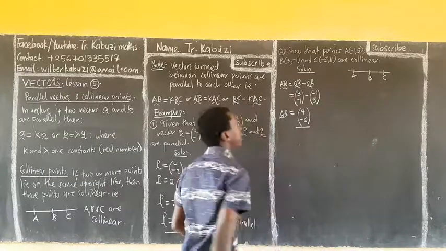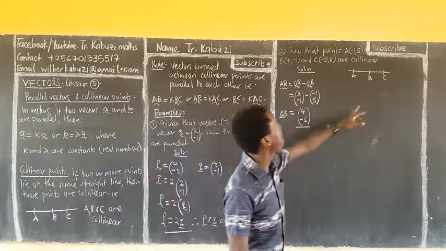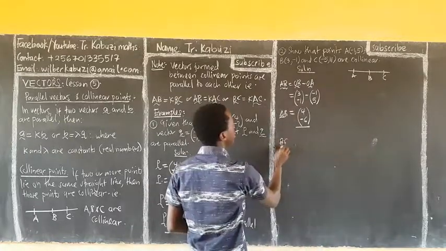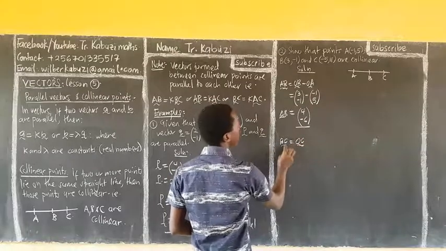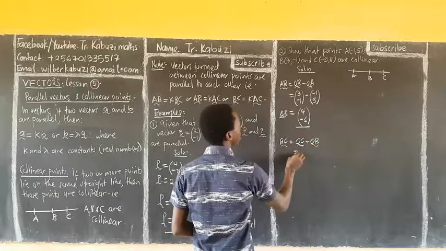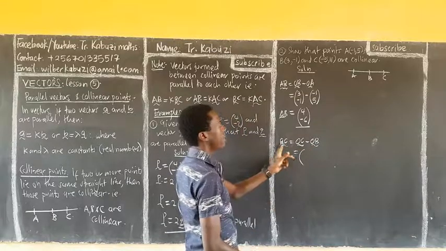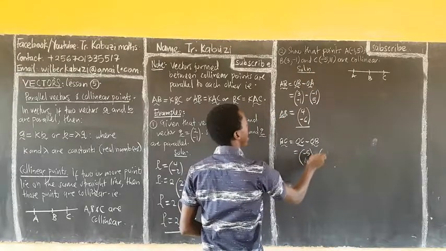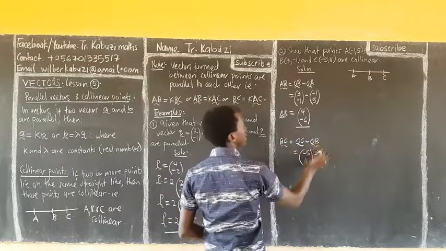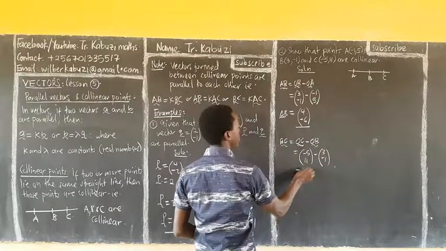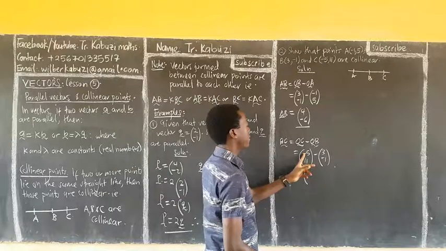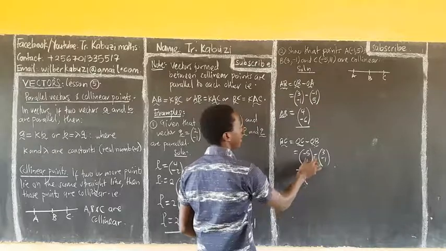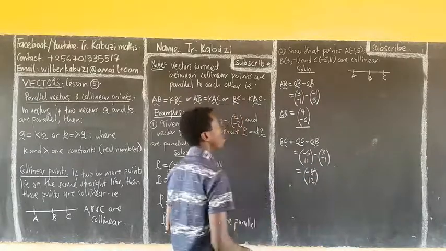Now you need to form any other vector. So then you form vector BC. My vector BC will be OC minus OB. So my OC, the position vector for this, then minus OB. And so this is going to give us negative 8, then 11 minus minus, we get a positive 12.